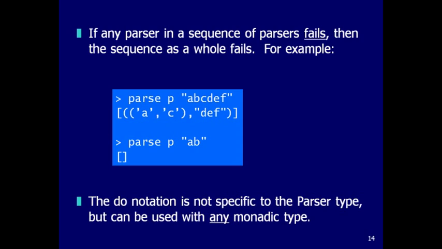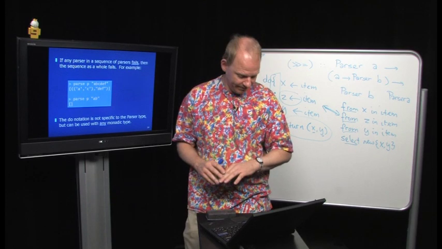Let's run our parser here. As I said, that parser tries to parse a string, and it tries to parse 3 characters of the string, and it throws away the middle one. So if we apply this P to the string A, B, C, D, E, F, it will return A, C. It has dropped the B, and the remainder of the string is D, E, F. If we try to parse a string that doesn't have at least 3 characters, like A, B, it will return the empty list, and it will fail.